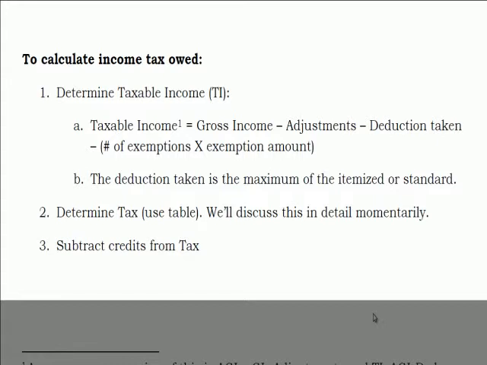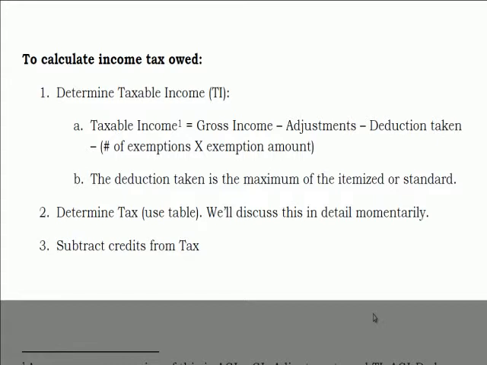Again, to compute your taxable income, you take your gross income, all the money you earned, minus the adjustments. These are again amounts that the government has decided you can subtract off of your gross income because they think of it as something good. There's some student loan interest things that work out to be adjustments. You subtract off from that the deduction you take, which is always the higher of the itemized or the standard deduction. And then you subtract off the total of the number of exemptions times the exemption amount. That gives you your taxable income.